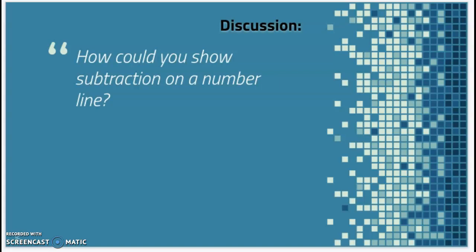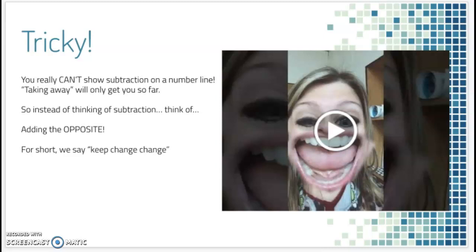Now that we remember how to show addition, let's think, how could you show subtraction on a number line? Maybe discuss with a partner, how can you show subtraction on a number line? Well, that's kind of a trick question. You really can't show subtraction on a number line. No matter what you do, it ends up looking like an addition statement. So, you can't really take away on a number line. You can only add on a number line. So subtraction doesn't really exist. Subtraction is really just adding a number's opposite.